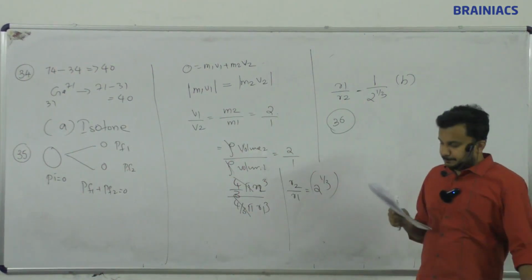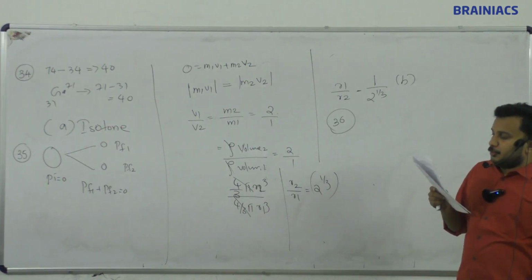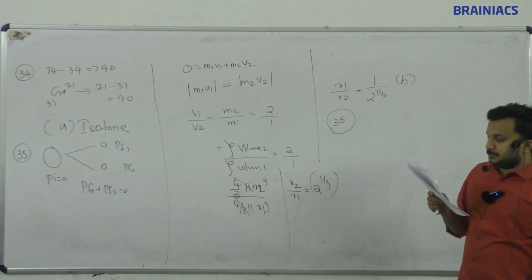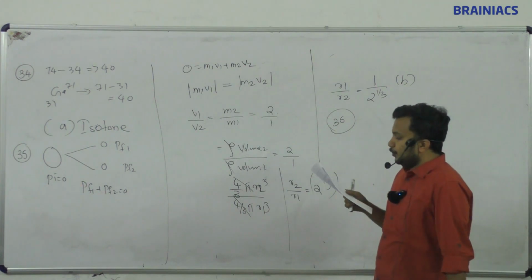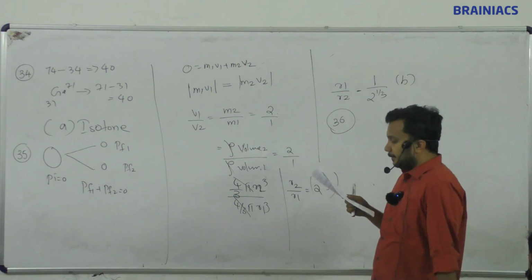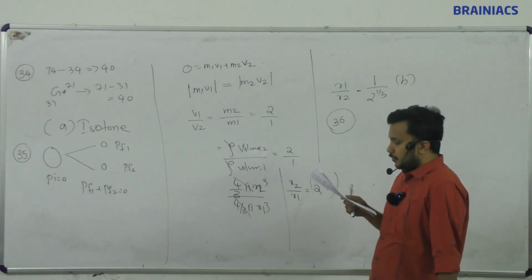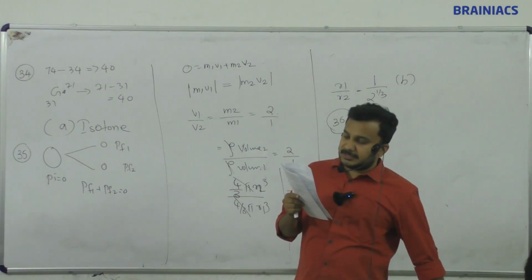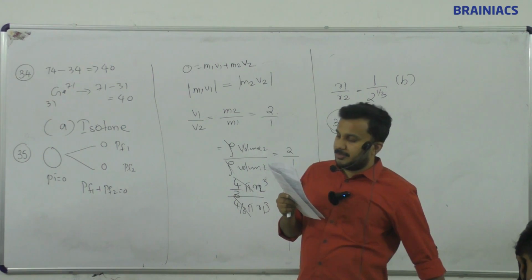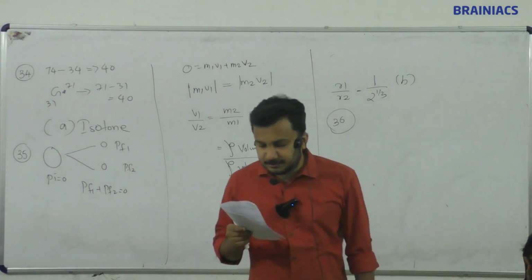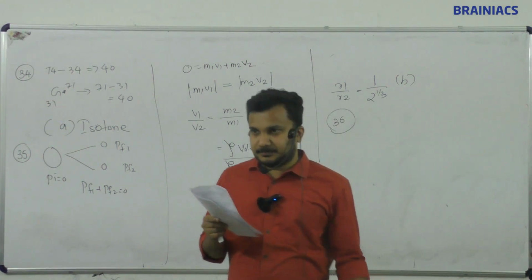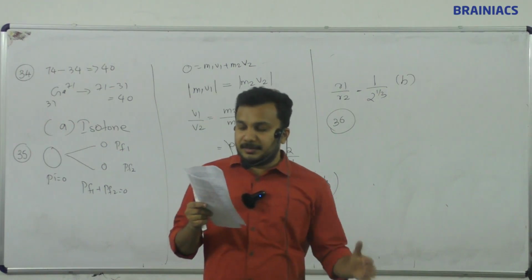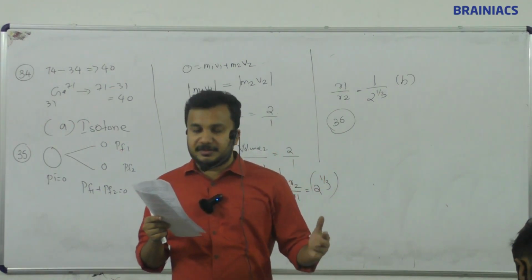A nucleus of uranium decays into nuclei of thorium and helium. Then 4 options. Helium nucleus has less momentum than the thorium nucleus. Helium nucleus has more momentum than thorium nucleus. Momentums are always equal. Helium nucleus has less kinetic energy than thorium.